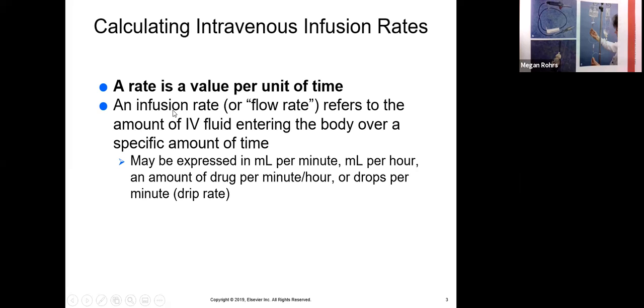Infusion rates are just going to be an amount of fluid that's entering the body over a specific amount of time. So that amount could be expressed in volume per time, so like milliliters per minute or milliliters per hour, or it could also be expressed in how much of a drug is being received per minute or hour, like milligrams per minute or milligrams per hour. Or what we're going to focus on here in a little bit is what we call a drip rate or a drop rate, which is how many drops of the IV solution they are receiving per minute.